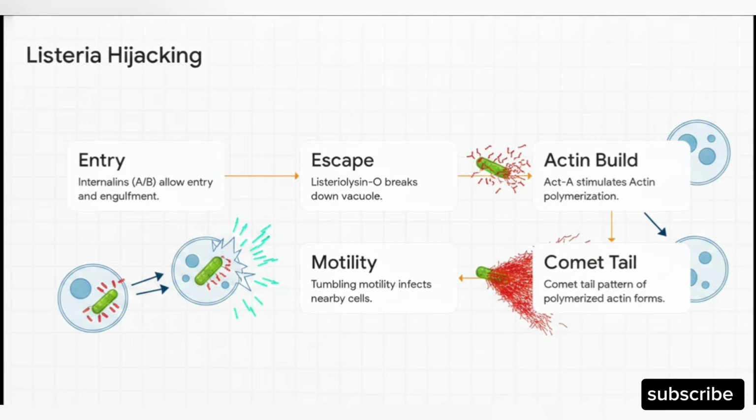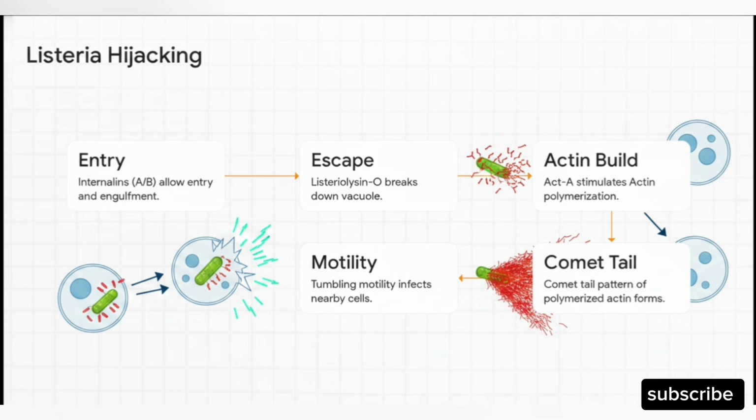Let's walk through this pathogenesis step by step, just like we're mapping it out on a whiteboard. First, listeria uses internalins A and B to force its way into the host cell, where it immediately gets engulfed into a vacuole that tries to contain its spread. But to escape this trap, it secretes listeriolysin O, which completely breaks down that vacuole.